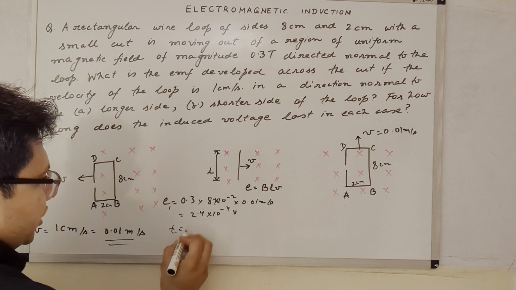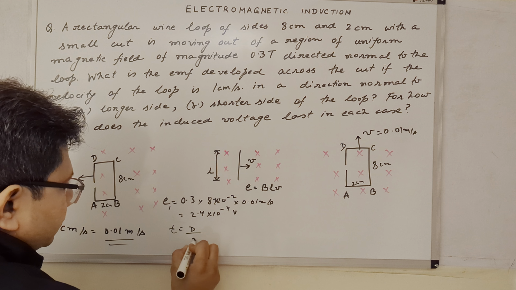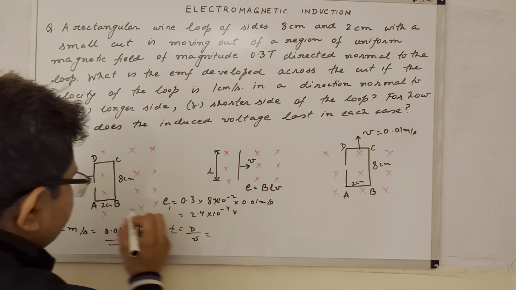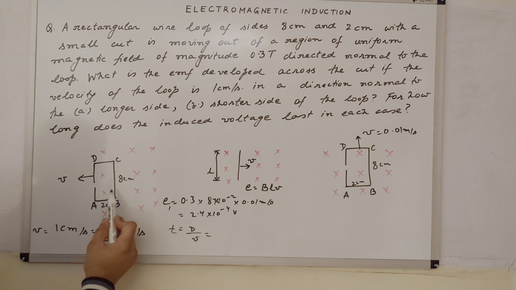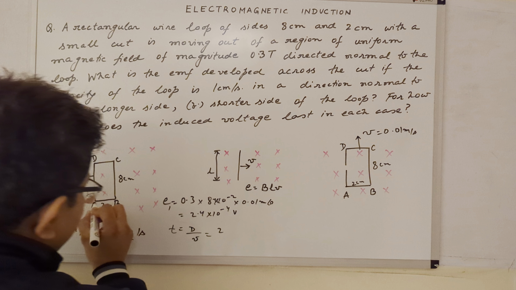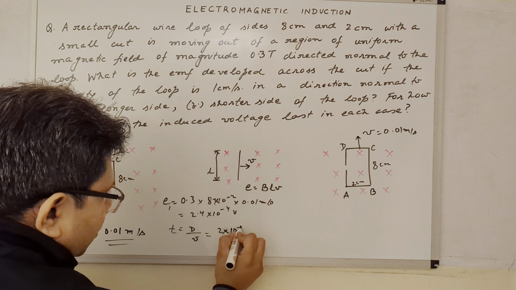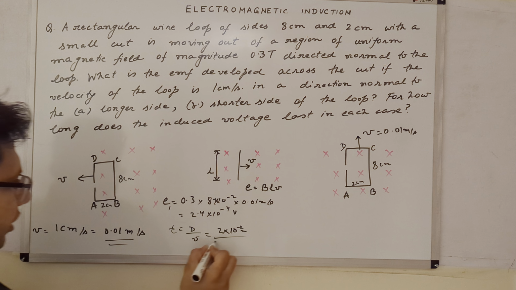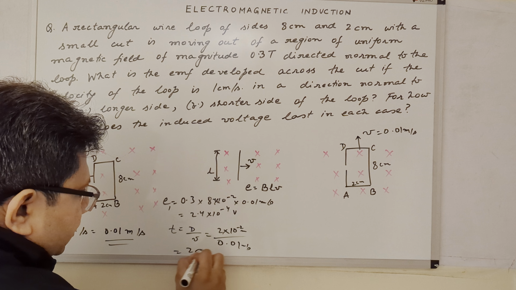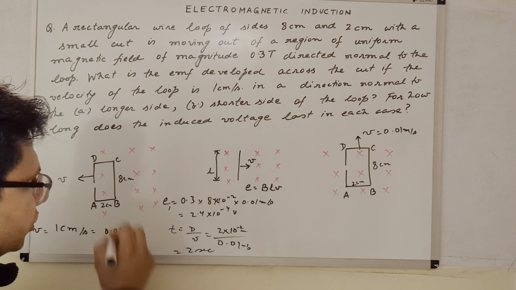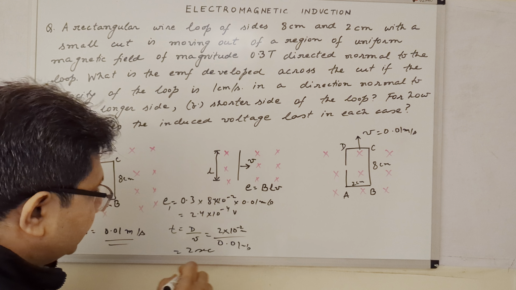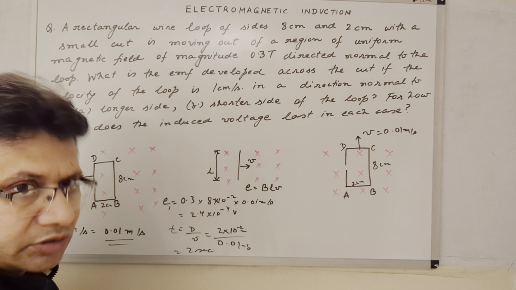So we have to calculate the time after which the EMF becomes 0. We know that time is equal to distance upon velocity. The distance which this rectangular frame has to cover so that the CB section just comes out is 2 centimeter, so 2 into 10 raised to the power minus 2 meters, and the velocity is 0.01 meter per second. After solving, this value comes out to be 2 seconds. So in the first case, the EMF will remain up to 2 seconds, after which it will die out and become 0.